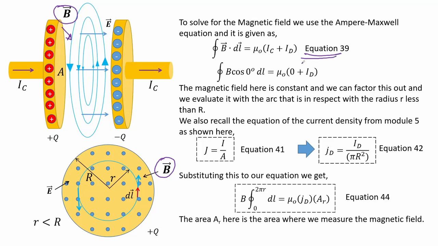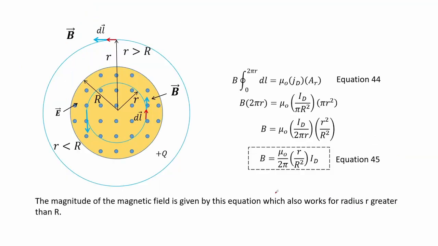The magnetic field here is constant, and we can factor this out. We then evaluate it with its radius r less than capital R. We recall the expression for the current density shown in equation 41, which we transform into the expression for the current density of the displacement current shown in equation 42. Substituting this expression into equation 39, we get an expression shown in equation 44. The area here is the area where we measure the magnetic field. The magnitude of the magnetic field is given by this equation, which also works for radius r greater than R.